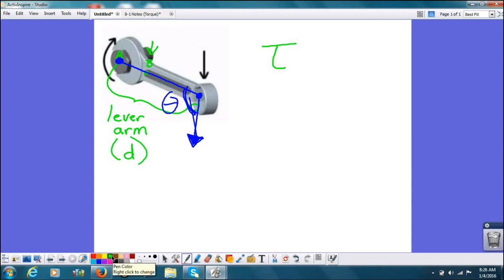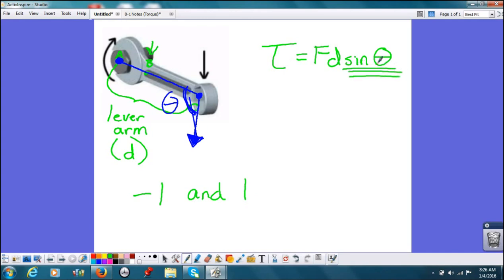So let's look at that equation again. Torque is equal to the force times the lever arm times the sine of that angle. So when is this going to be the biggest number? Well, we know that the sine of an angle is going to be anywhere between -1 and 1. And from our math classes, we should know that when we have the sine of 90, that is going to get us 1, which is the biggest number we could possibly have.